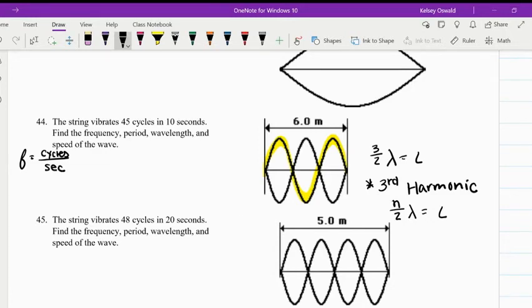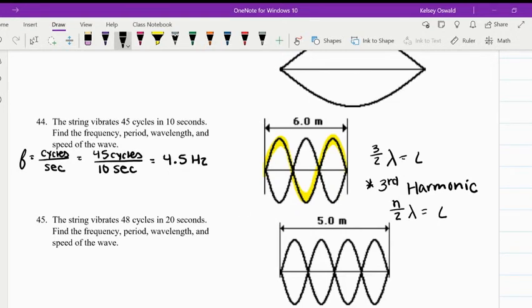Okay, so how many cycles do we have in a second? If we want to get our frequency here, if we have 45 cycles in 10 seconds, we're just going to divide those to see how many cycles we have in 1 second. And we'll find that we have a frequency of 4.5 hertz.